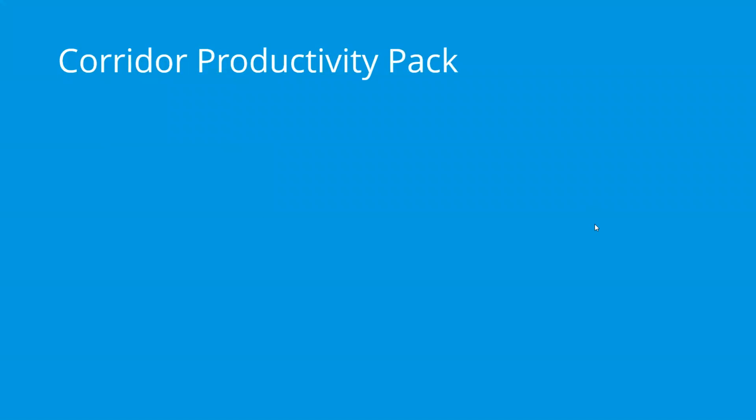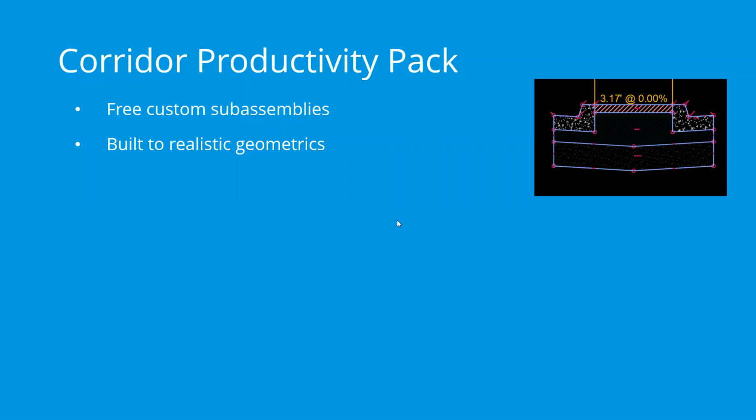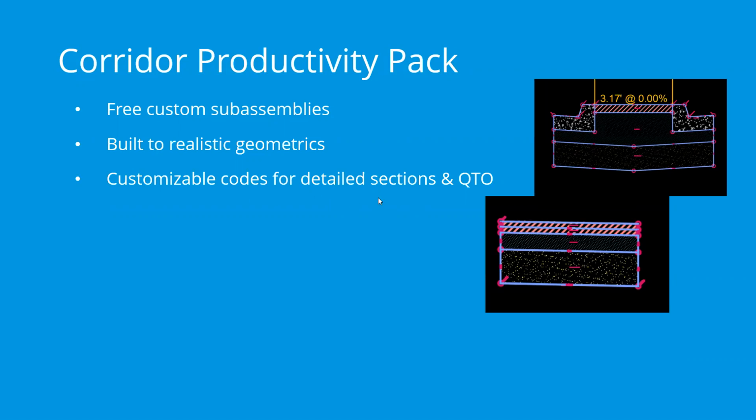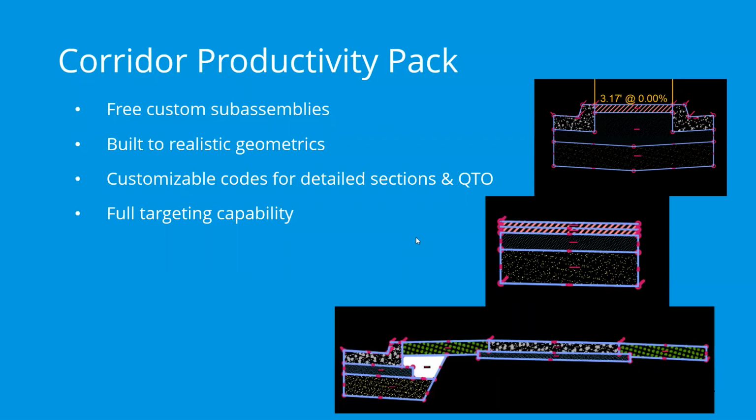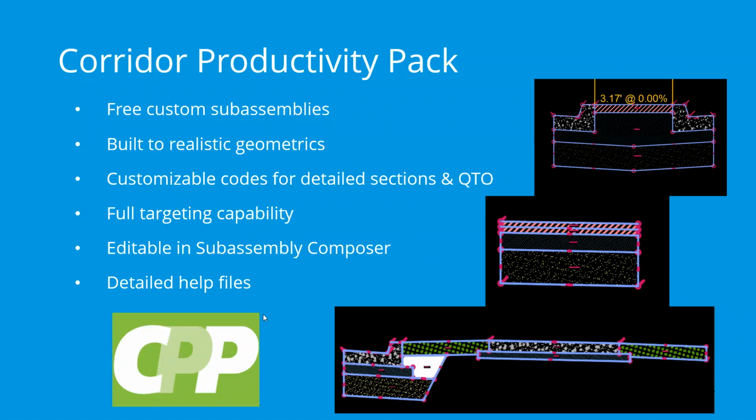The Corridor Productivity Pack, this is a set of free custom subassemblies. So I'm going to talk certainly about some tools that come with some licensing, but I also want to give you guys a lot of free resources and tips and tricks along the way too. They're built to very realistic geometrics. They have customizable codes for detailed cross sections and QTO. They have full targeting capability. They're completely editable in Subassembly Composer. They come with detailed help files. And you can really just go right to CTC Software and download them for free.